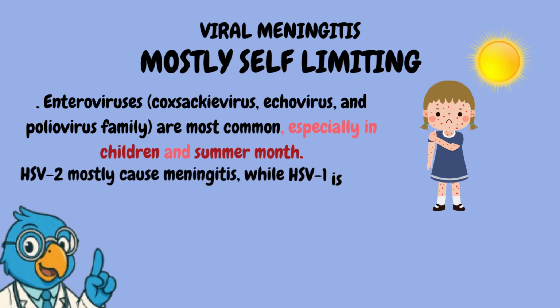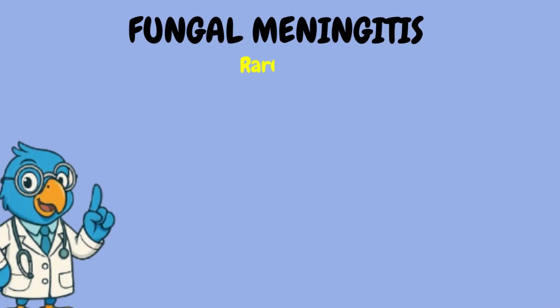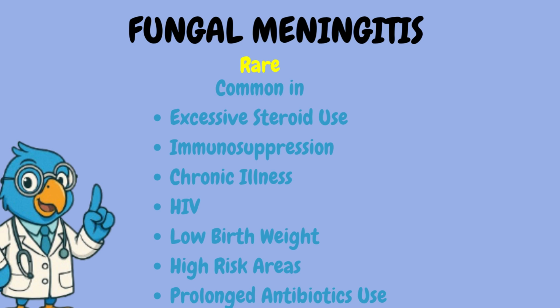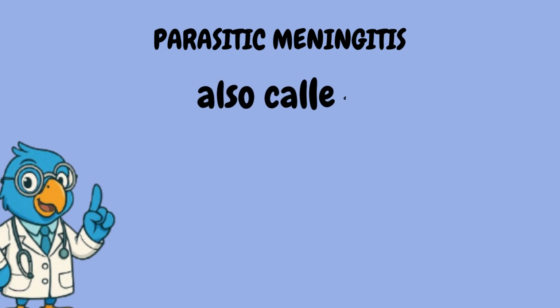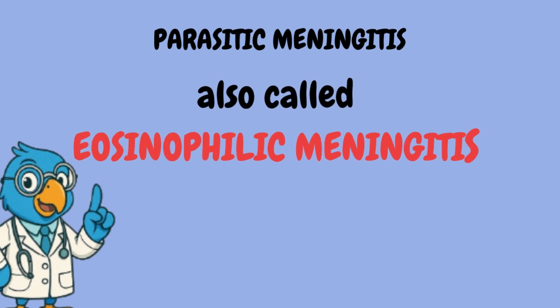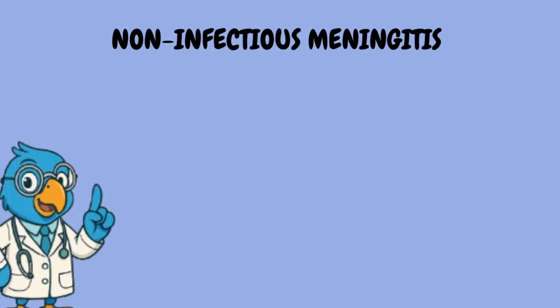HSV2, that being herpes simplex virus 2, mostly causes meningitis, while HSV1 is more associated with encephalitis. Fungal meningitis rarely occurs. It is commonest in steroid users, immunosuppressed people, chronic disease patients, HIV patients, very low birth weight babies, and those in high-risk areas. Prolonged antibiotic use is also a factor. Parasitic meningitis, on the other hand, is also called eosinophilic meningitis, and it is the rarest form of the 5 meningitis. Then finally, non-infectious meningitis.